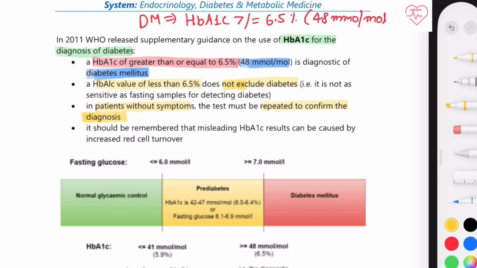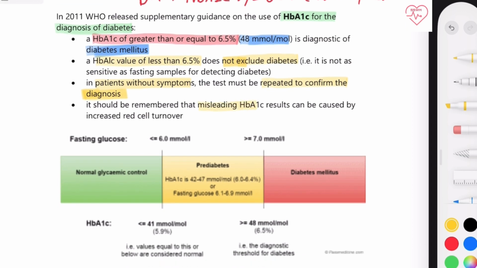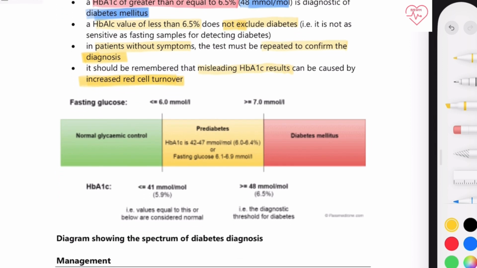It should be remembered that misleading HbA1c results can be caused by increased red cell turnover. Okay, so fasting glucose is less than or equal to 6.0 millimole, and diabetes is greater than 7.0 millimole.